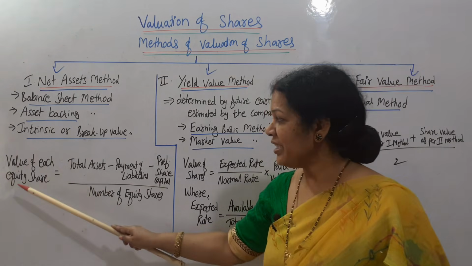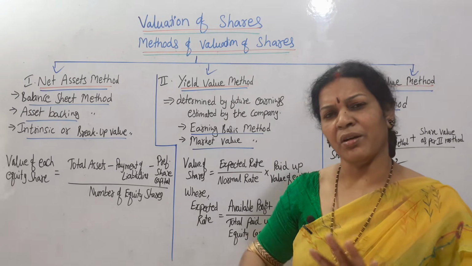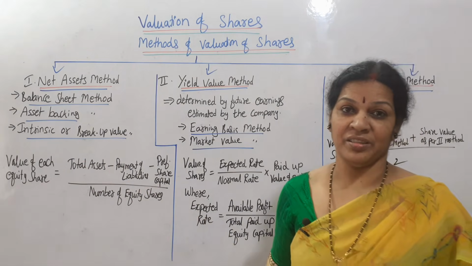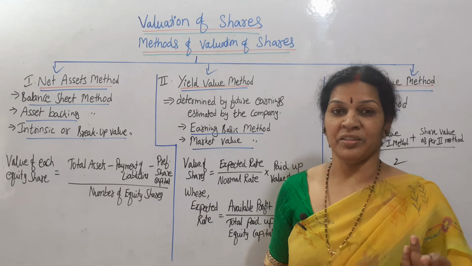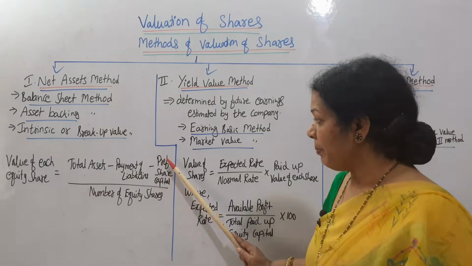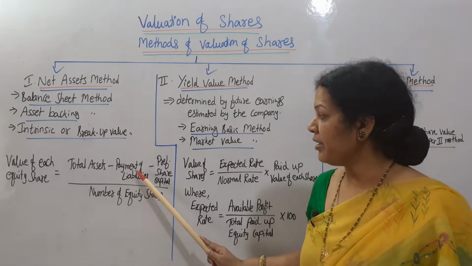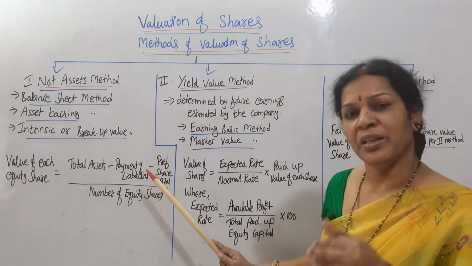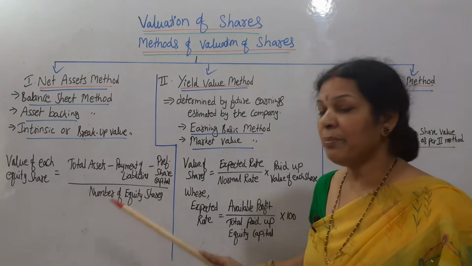Now the value of each equity share, the formula is total assets. Whatever assets are given, all the total assets we consider, minus payment of liabilities. Payment of liabilities like creditors and any current liabilities. If preference share capital is given, that also we are going to deduct. Total assets minus payment of liabilities minus preference share capital. Generally they won't give it, but if they give, we have to deduct it from the total assets, divided by the number of equity shares.